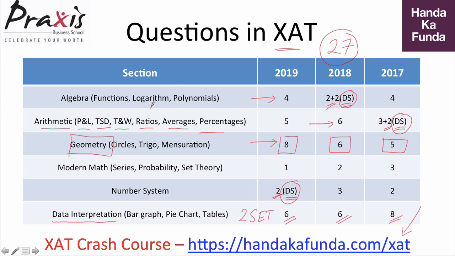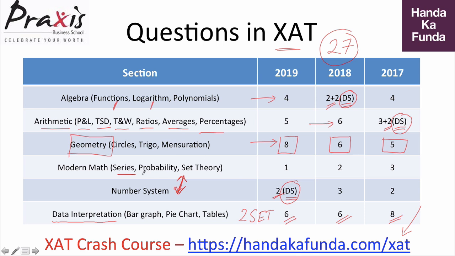One of them would be on log, one of them would be on functions, and then the other ones could be polynomials, finding out values, maybe a word problem that you need to solve and stuff like that. Number system and modern math are the low priority areas. Now, sequence and series is something that's really popular in CAT and the other exams. However, in XAT, you can expect maybe one question on that.